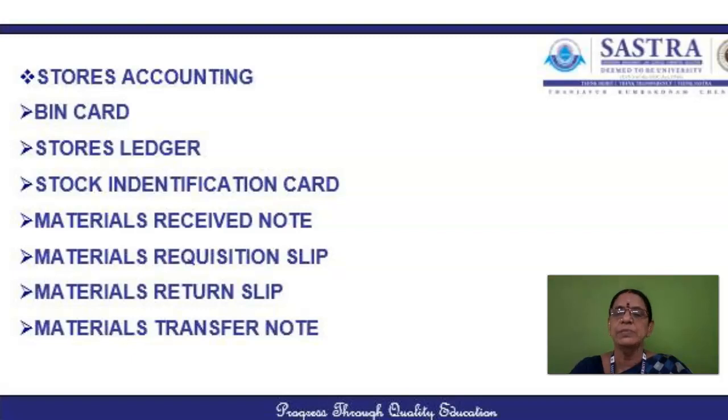And once again it must be signed by the person who is transferring, the person who is receiving and the accounts person. That is the person who is in charge for the accounting for the materials that have been transferred. So materials accounting will include the main aspects such as the bin card, the stores ledger, stock identification card, materials received note, material requisition slip, materials return slip and materials transfer note. So these are all the major records and documents which are maintained for the stores accounting.